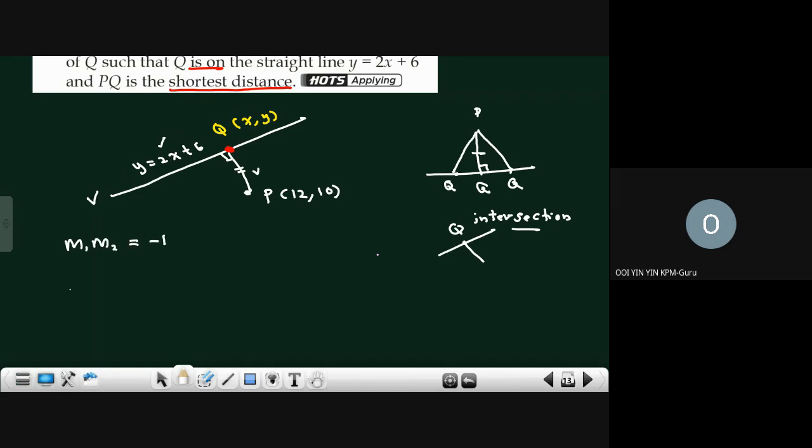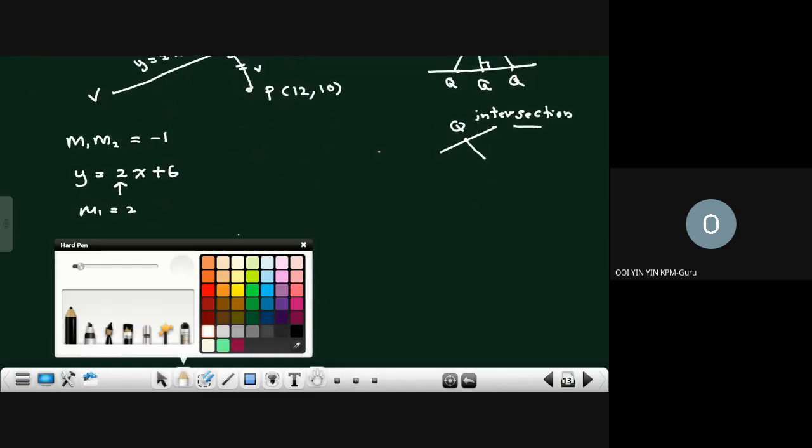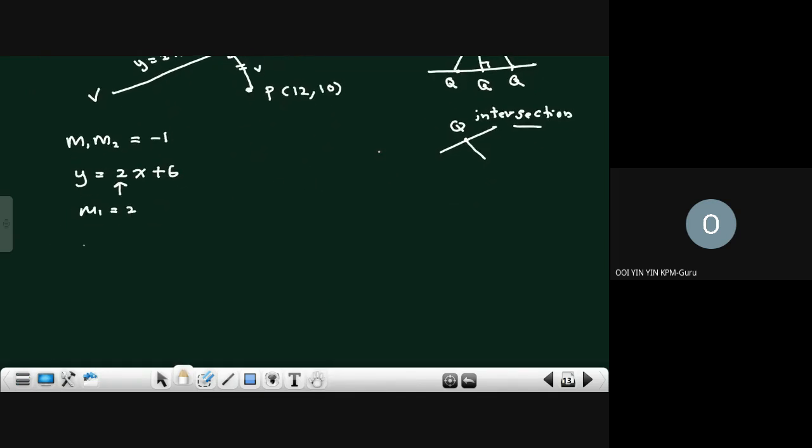Okay, so we start with these equations, y equals to 2x plus 6, right? No need to rearrange because it's already in the pattern y equals to mx plus c. So you can already get your M here, 2. So your M1 here is 2. So now to find the M for your PQ, right? I can write like this, MPQ.